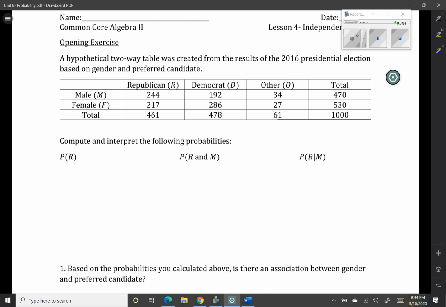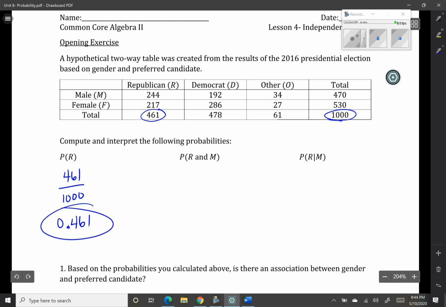All right, so welcome back to the video. Hopefully you paused and tried your luck here on this question. So for the first one, I asked you, what is the probability of being a Republican voter? So to be a Republican voter, there are 461 Republican voters out of a total of 1,000 voters. If I round that to 3 decimal places, I get 0.461. I like to put the 0 in front. You don't have to, it's not a big deal.